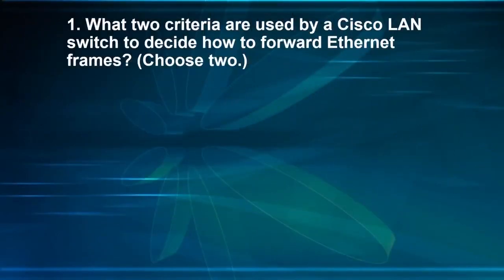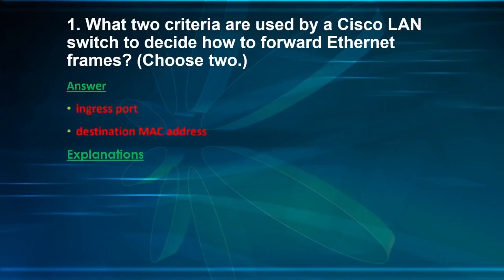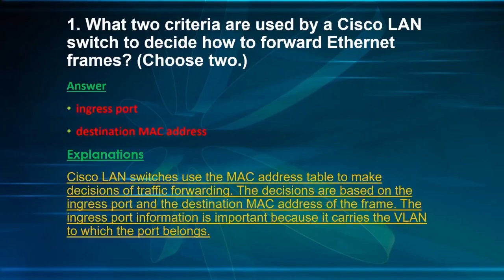For the first question, what are the two criteria used by a Cisco LAN switch to decide how to forward Ethernet frames? The answer is the ingress port and the destination MAC address. The explanation: this is because Cisco LAN switches use the MAC address table to make decisions of traffic forwarding. The decisions are based on the ingress port and destination MAC address of the frame. The ingress port information is important because it carries the VLAN to which the port belongs.